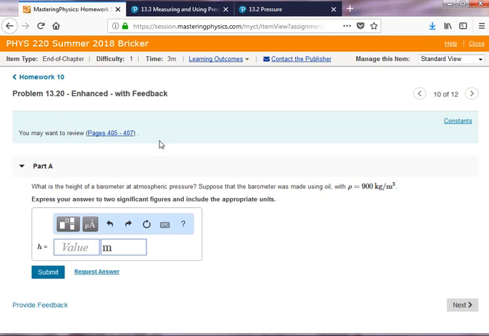13-20, again you can review these pages, which we actually will take a look at in just a minute. What is the height of a barometer at atmospheric pressure? Suppose that the barometer was made using oil, density of 900 kilograms per cubic meter. So usually these kinds of barometers are made using mercury. Mercury is a lot denser than this oil. The height of the column of fluid for mercury is a lot less than would be using this oil.